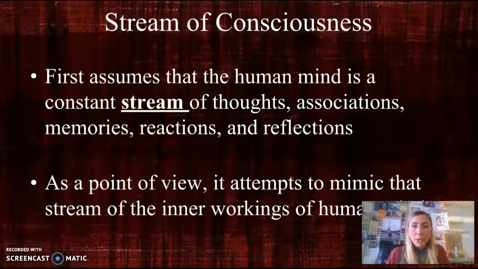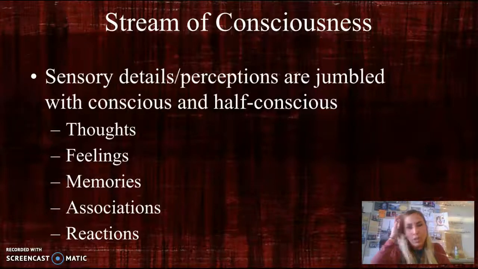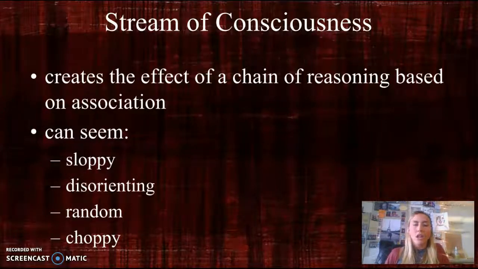So when we read stream of consciousness in literature, it's meant to essentially mirror the way that we think, okay? Sensory details and perceptions are jumbled with conscious and half conscious thoughts, feelings, memories, associations, reactions. Some of these are consciously thought, some of which are almost automatic associations going from one thing to another. So it creates the effect of a chain of reasoning based on association. It can seem sloppy, disorienting, random, choppy, right? You're probably going to read it and say, what in the heck is going on, right? Because again, that's often how our mind works.